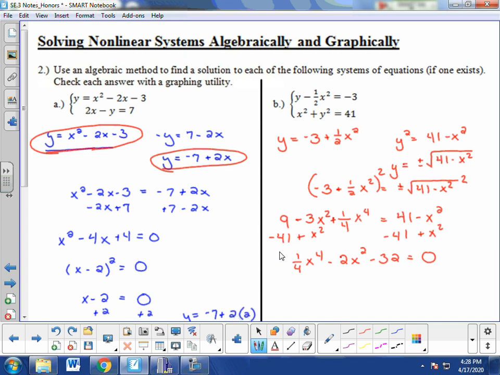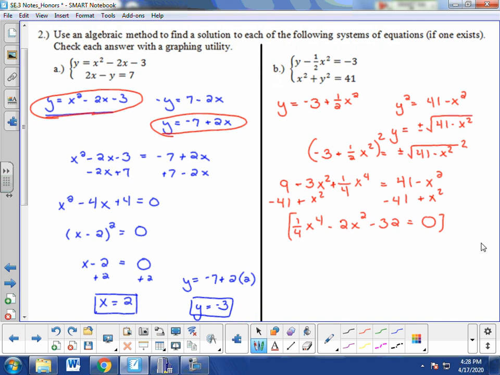Now, we can solve this polynomial. It looks kind of complicated, mostly because we have a fraction here. So let's multiply everything here by 4. You don't necessarily have to do this. If you can work with the fraction, go ahead. But if we multiply everything here by 4, that gets rid of the fraction. So x to the 4th minus 8x squared minus 132 equals 0. So I just multiplied everything by 4.